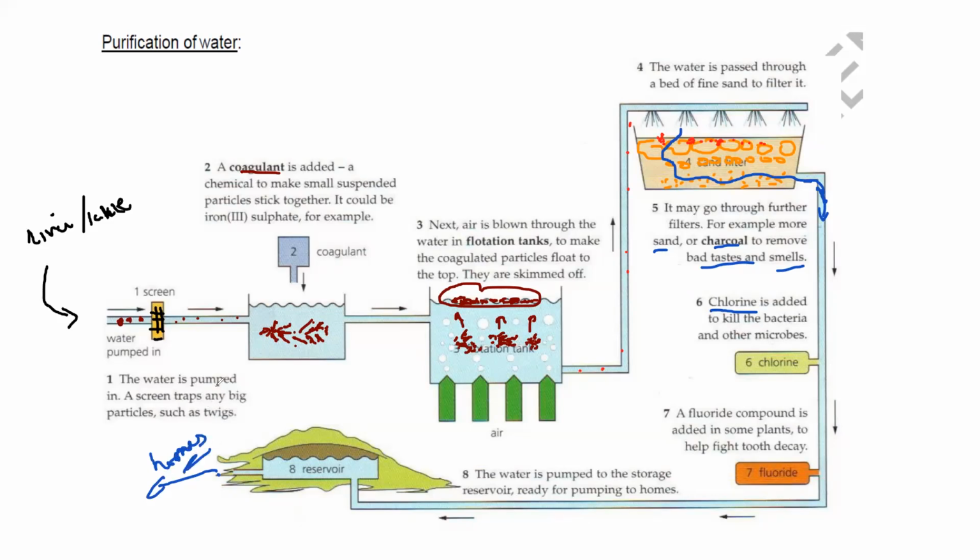So this is how we purify the water and make it drinkable, so we can drink this water. Water from the source, like rivers and lakes, is first screened, then we add a coagulant, then we pass air, then it passes through the sand filter with different layers of sand, then we use charcoal to remove any smell, then we add chlorine to kill bacteria, and then fluoride compounds are added to help fight tooth decay. Then this water is stored in the reservoir, from where it can be supplied to the residential units. So this is how we purify the water and make it drinkable.